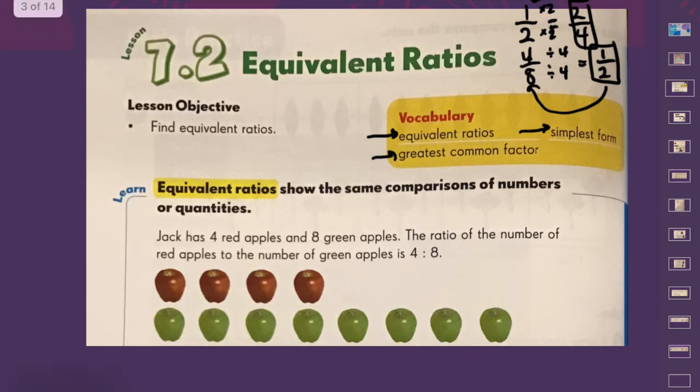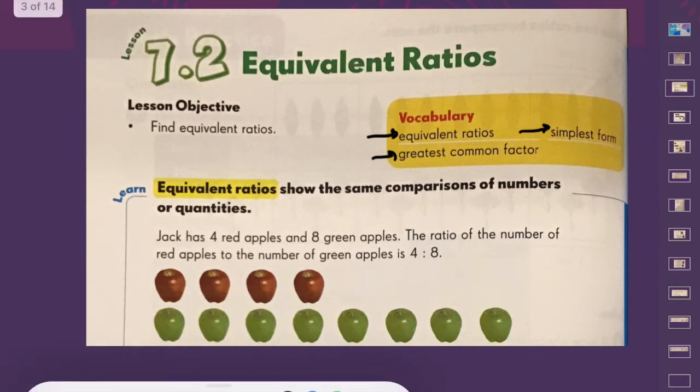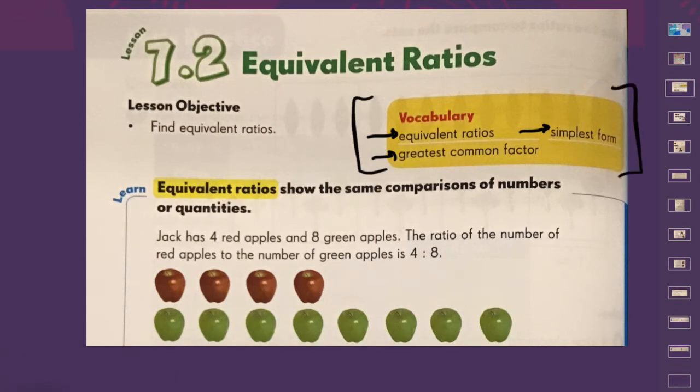So a lot of these same concepts are going to apply as we start talking about ratios. So think about that background knowledge that you have for those terms from when you studied fractions. And even though ratios are a bit different than fractions, we're going to apply some of those same concepts. So in looking at this first situation, it says Jack has 4 red apples and 8 green apples. The ratio of the number of red apples to the number of green apples is 4 to 8. So 4 red apples for every 8 green apples.